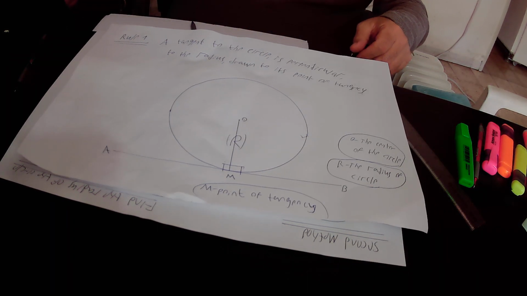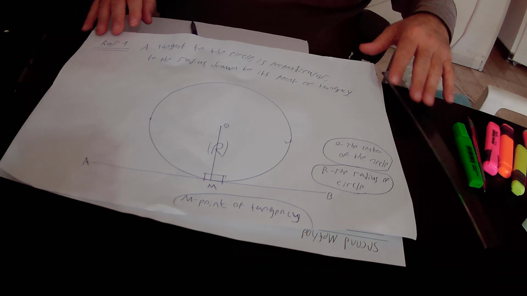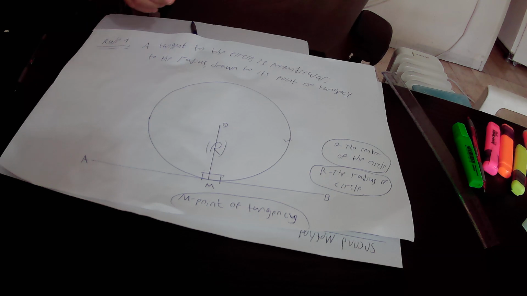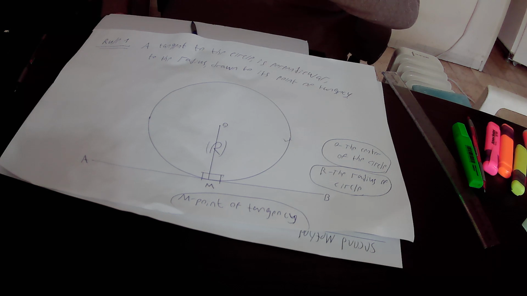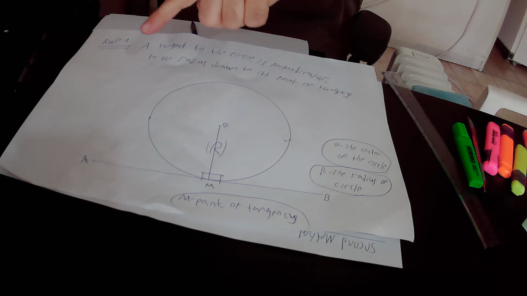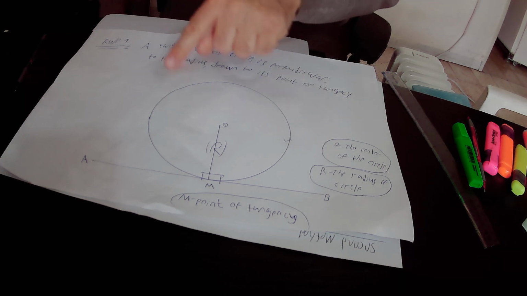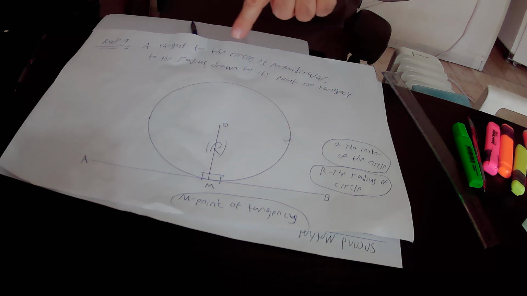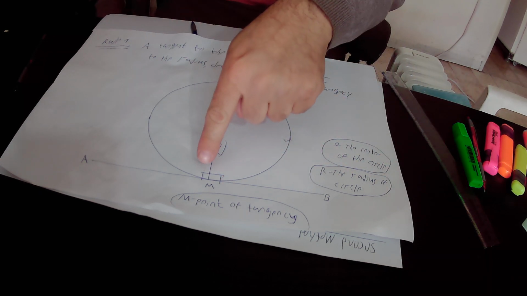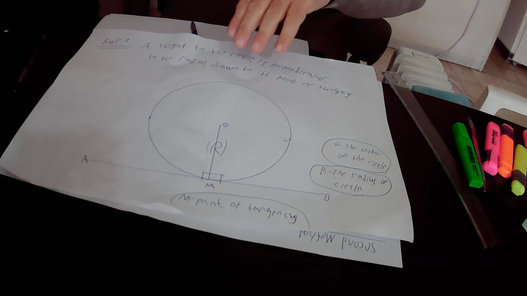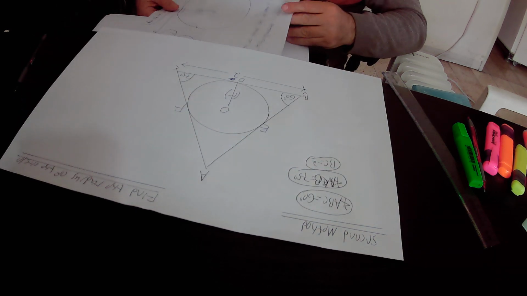a tangent to a circle is perpendicular to the radius drawn to its point of tangency. So we have here tangent AB, that is tangent to this circle at point M. Point M is the point of tangency. And we have the radius OM that is drawn to point M. And whenever we have a radius that is drawn to the point of tangency, then tangent AB will be perpendicular to the radius MO. If AB is perpendicular to MO, it means that this angle equals 90 degrees, and this angle also equals 90 degrees. We can actually implement rule number 1 in our drawing.